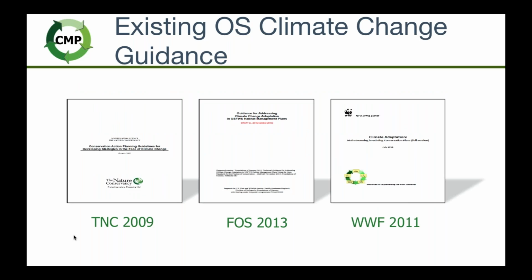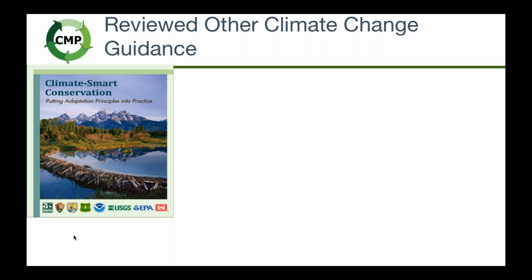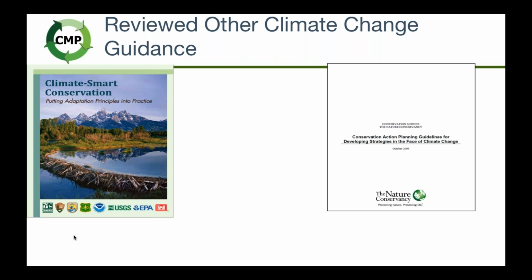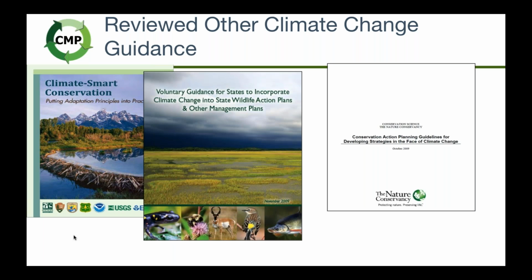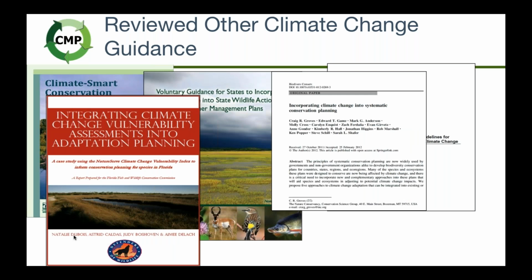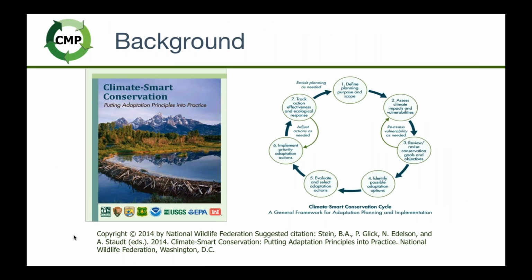We are building off of guidance that several organizations have developed, that TNC, FOS and WWF have developed over the last several years. We've also taken into account other climate change guidance, particularly this guide to climate smart conservation that the National Wildlife Federation has developed. It is a very useful guide. But there's other stuff out there from the Nature Conservancy, from Defenders and various different agencies. And so we've looked at a bunch of those guides.